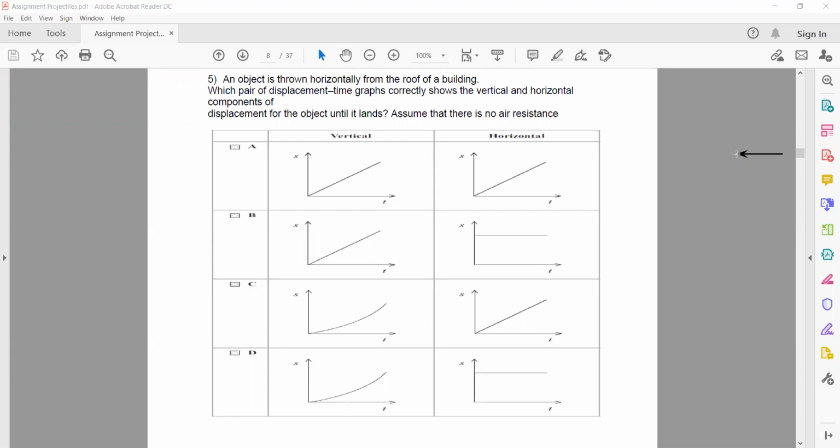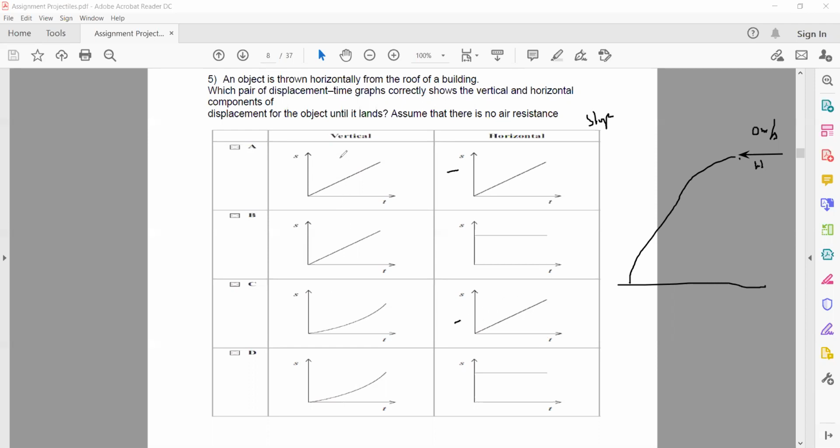If an object is thrown horizontally from the roof, it will follow a trajectory like this. But this is a half motion, not the full projectile motion. So initial vertical velocity will be 0. Vertically, there is no initial velocity. Horizontal velocity will be there, and horizontal velocity remains constant. So horizontal velocity will not change. So horizontally, the slope should be constant. So which one is representing a constant slope? For A or for C, there's a constant slope.